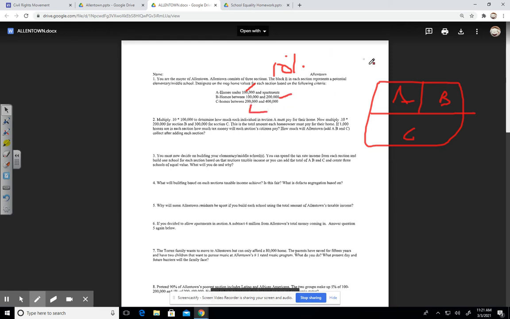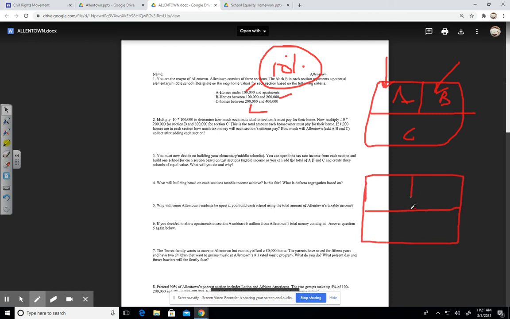That is going to determine how much people pay in taxes, and it's going to vary. The people in these sections are going to be paying more. Keep in mind, they are being charged the same tax rate. Question 3, you must now decide on building your elementary school. You can spend the tax income from each section and build one school for each section based on their section's taxable income. Or you can add the total of A, B, and C and create 3 schools of equal value. What will you do and why?